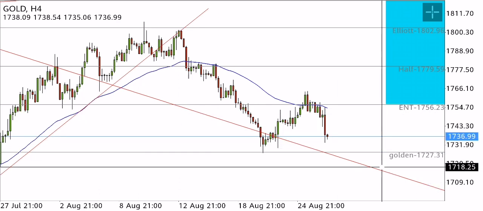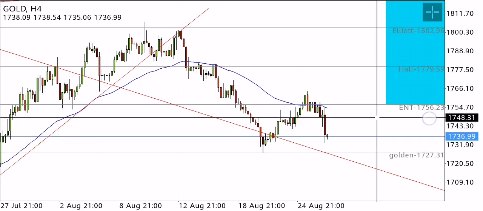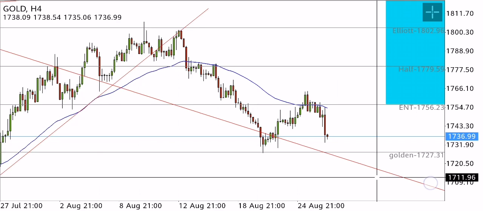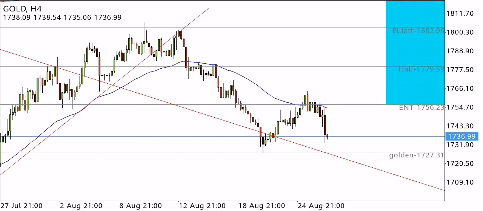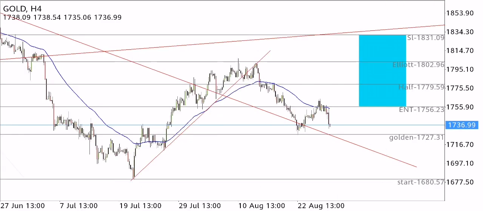But overall, the trend according to the H4 time frame is, you can say, bearish, and if the USDJPY continues to go in the upside direction, the gold market is heading toward the 1680 level next week. So hopefully you guys understand the gold market analysis.